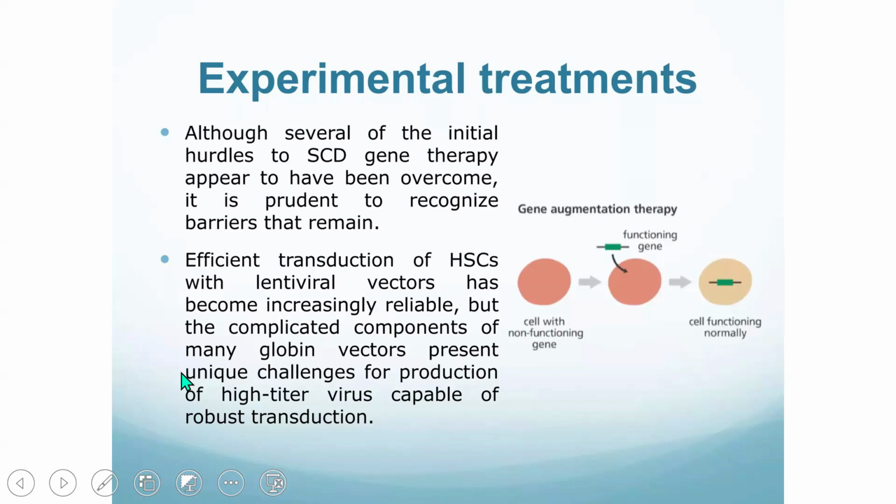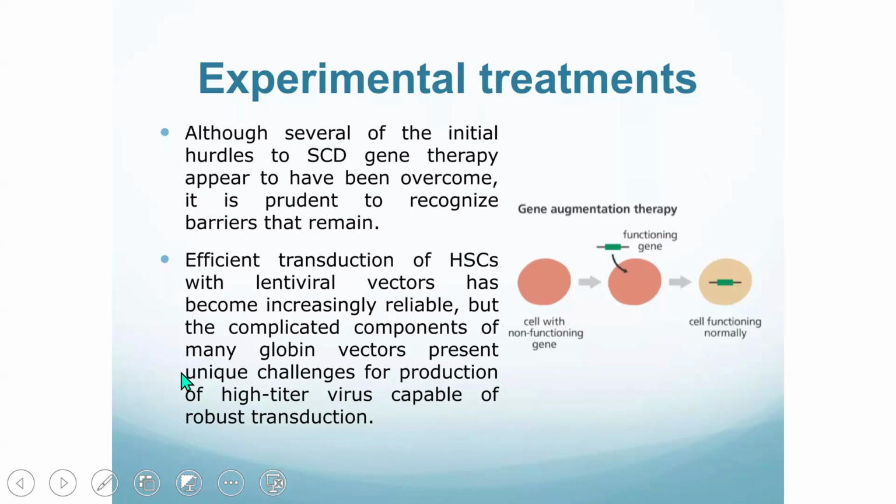So we have gene augmentation therapy. In gene augmentation therapy, you take a cell with a non-functional gene, then you get the functional gene, and then you remove the non-functional gene and replace it with a normal one. So that is gene augmentation therapy. So there is efficient transduction of human sickle cells with lentiviral vectors. Usually for gene delivery we use a virus, a lentivirus vector, to deliver the gene.